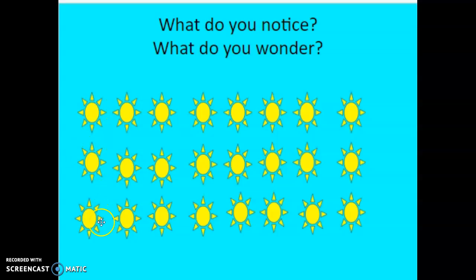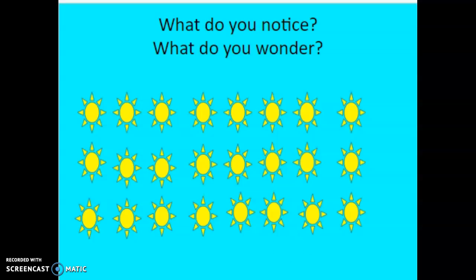So what I notice in this particular picture is there are 3 rows of suns, and in each row there are 8. What I wonder is how many suns are there in this picture? So I'm thinking in my mind, how would I figure out how many total suns are there in this picture?